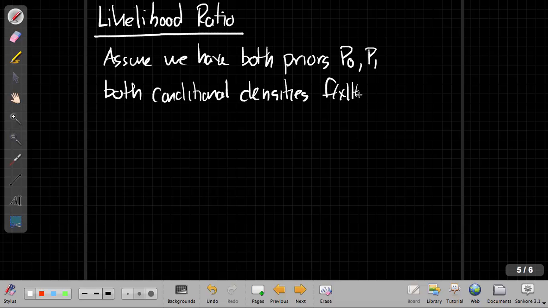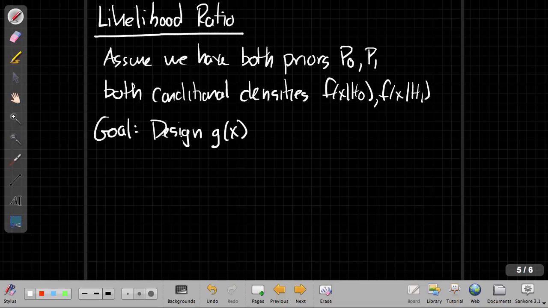So f of x given H0, f of x given H1. Okay, and again, we actually have enough information. So our goal in this case is to design our decision rule G of x to minimize the probability of an error, which we'll write P of E, like that. Again, we saw a minute ago what happens.